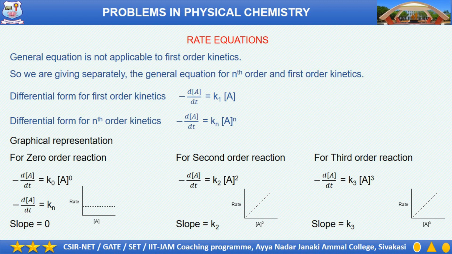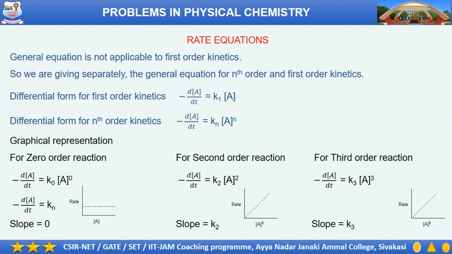In the differential form, the first order and the nth order are equivalent: minus d of A by dt is equal to K1 into A. K1 represents the first order kinetics. We can also write a graphical representation for this. The rate is equal to Kn into A power n.